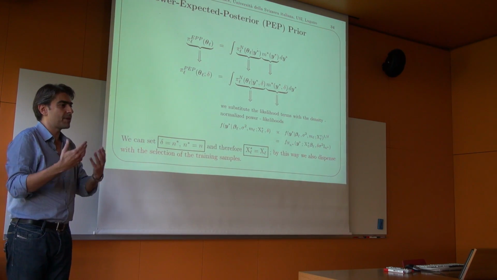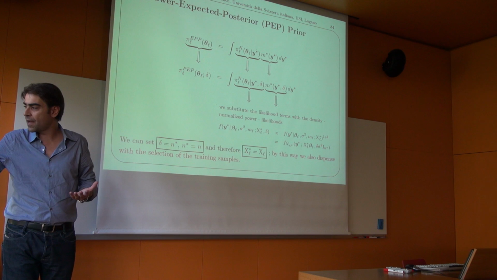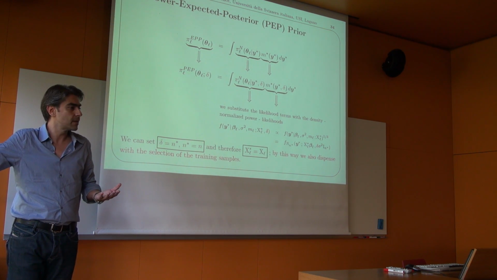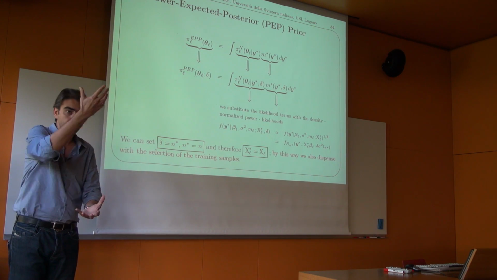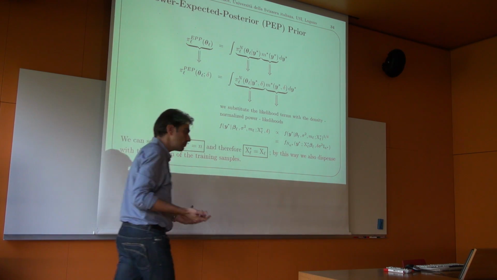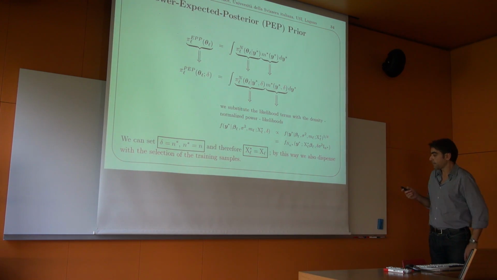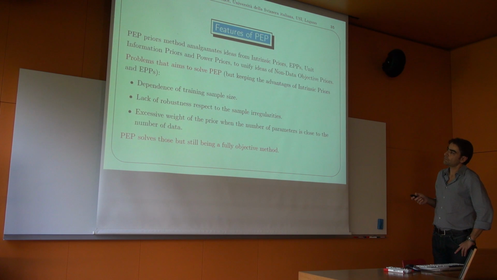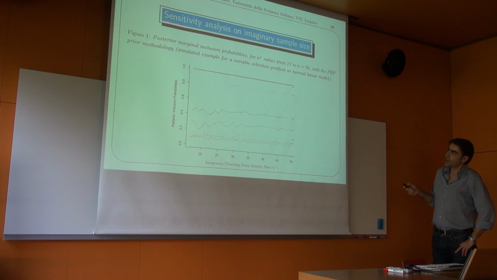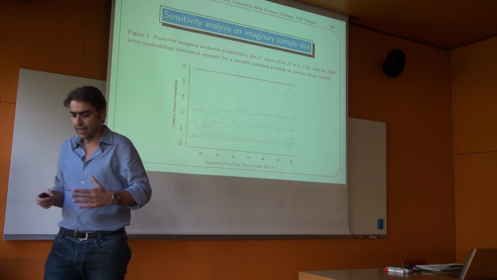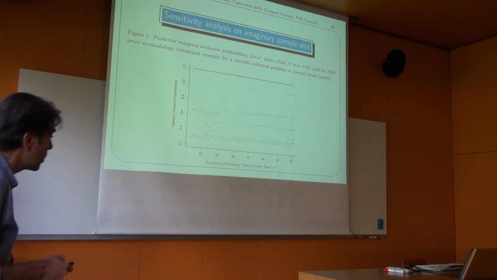And this, of course, has a big advantage. Why? Because we don't have the selection problem anymore. X star is automatically going to be x, since the dimensions match. Okay, so this is briefly the idea. These are some features of this power expected posterior prior. I'm going to show you quickly some pictures before I move to a second idea, and then it's going to be the end of the talk.